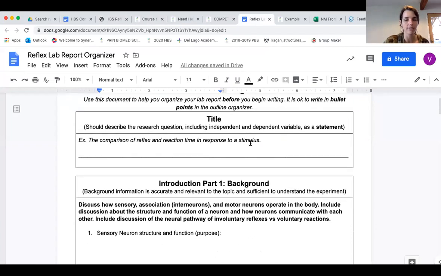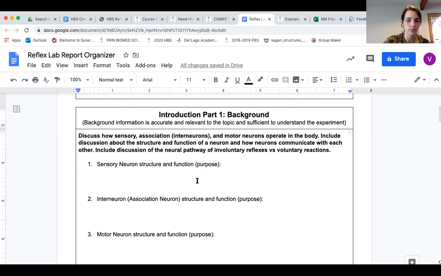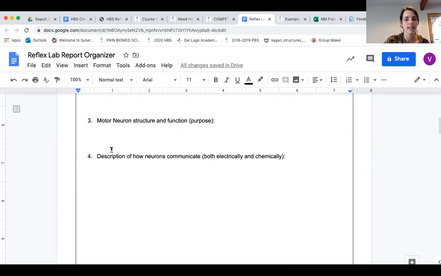So what we're going to have is a title. You're then going to have background information where you're describing what the 3 types of neurons are. Sensory, association, or interneurons, which are the same thing, and motor neurons. You're talking about their structures, what they look like, what they do, and lastly, how they communicate, both electrically and chemically. Okay? So you might need to do some outside research to find out how neurons communicate.